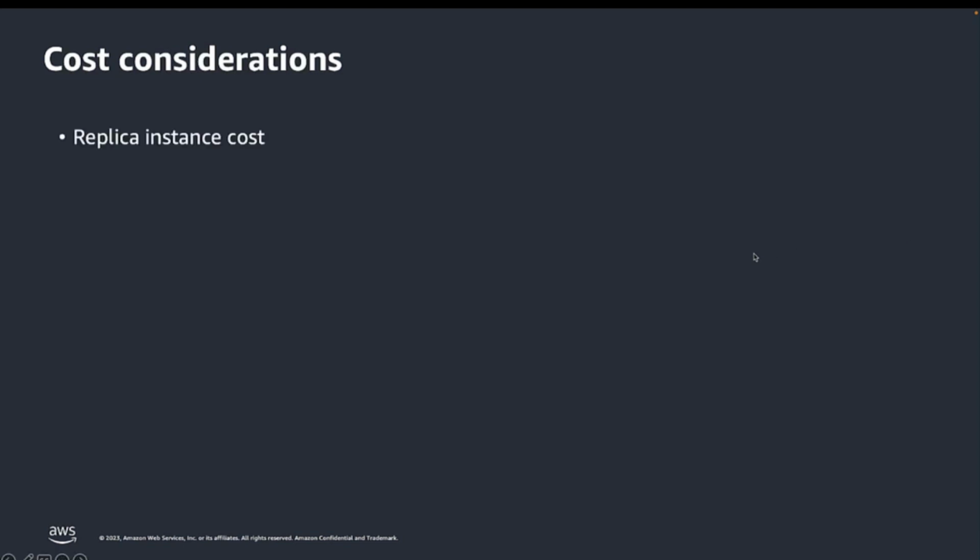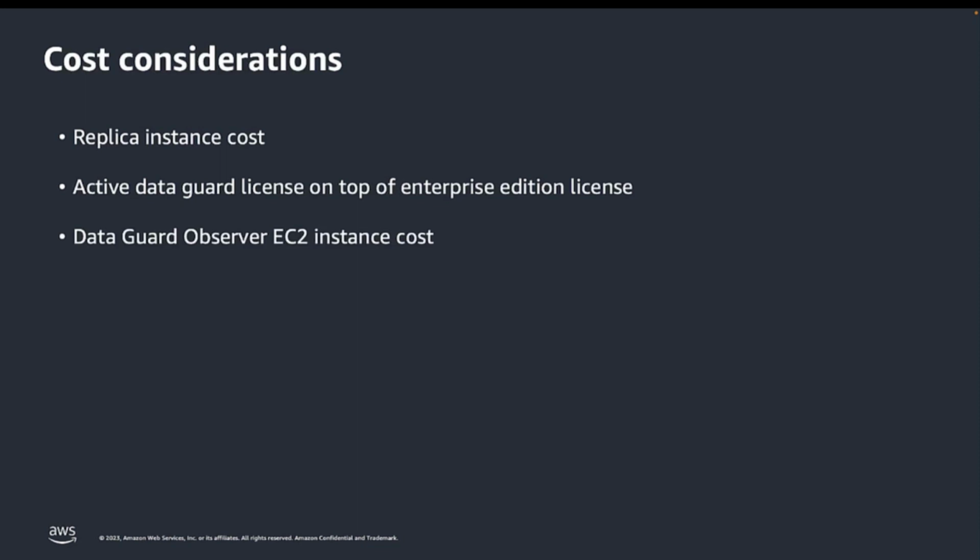So there is going to be a replica instance cost. And also, since we are using this replica, in addition to the Enterprise Edition license, you also need to have an Active Data Guard license on top of it. And then finally, the EC2 instance itself. Since we are spinning up a new EC2 instance for the observer process, there will be an EC2 instance cost for the solution.